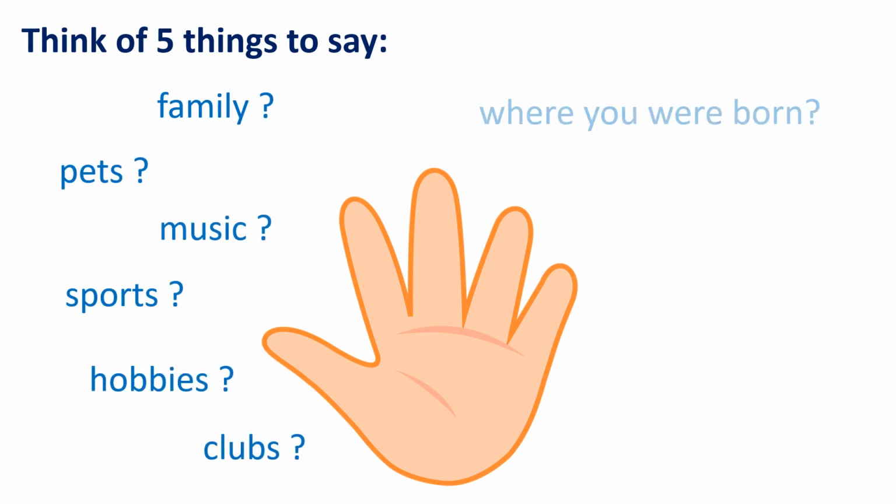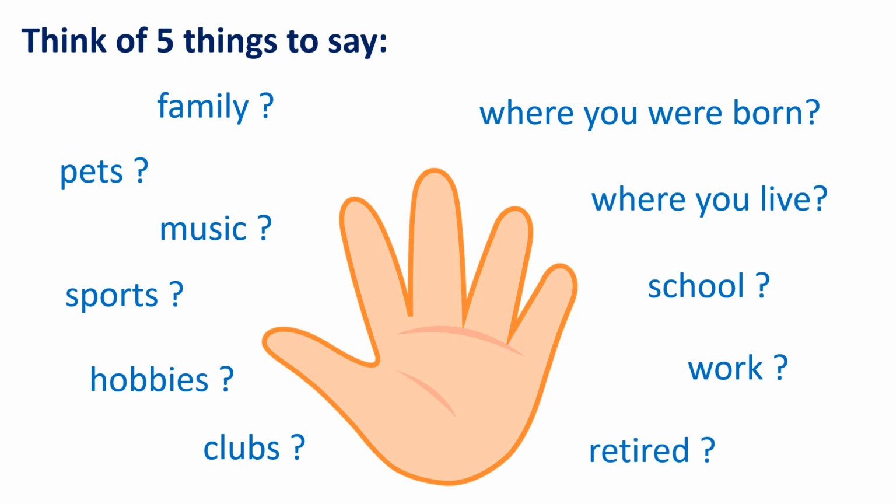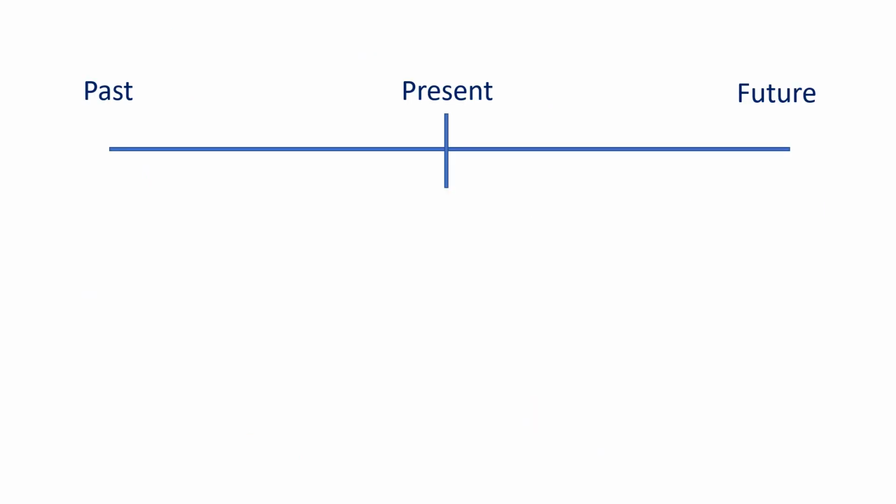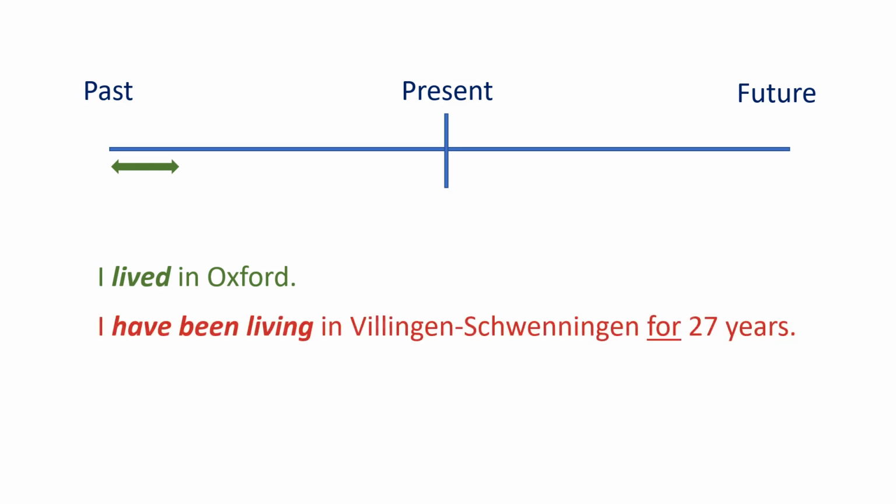Let's recap. When you introduce yourself, think of 5 things to say. Remember, we use the past simple to talk about something that was true for some time in the past. We use the present perfect continuous to talk about something that started at a specific time in the past and continues to the present time.